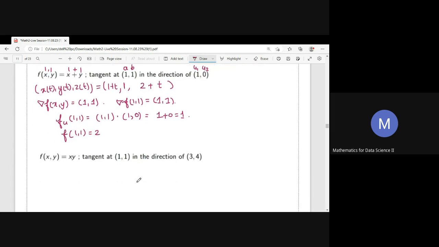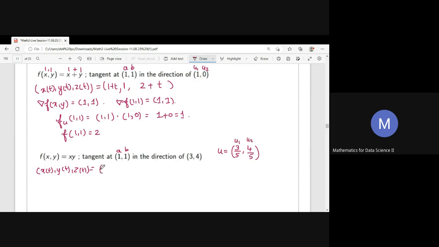Fine. The same we have to do here as well. So what is x of t, y of t, and z of t? So first we will write what is your a, b. Here, is this a unit vector? No, ma'am. So we have to find what is the unit vector. What is the unit vector here? 3 by 5, 4 by 5, root of 25, 5. Okay. So this is your u1 and this is your u2.